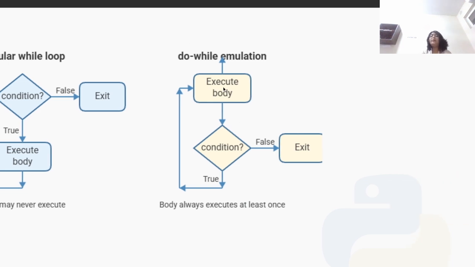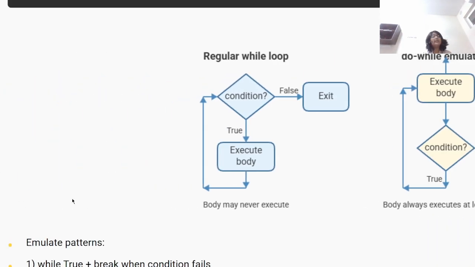Whereas in a do while loop, even if the condition is false, it will execute the body at least once. If it is true, it will keep on executing the body. If it is false, it will execute the body at least once and then exit. So the body always executes at least once in a do while loop, whereas the body may never execute in a while loop if the condition is false.